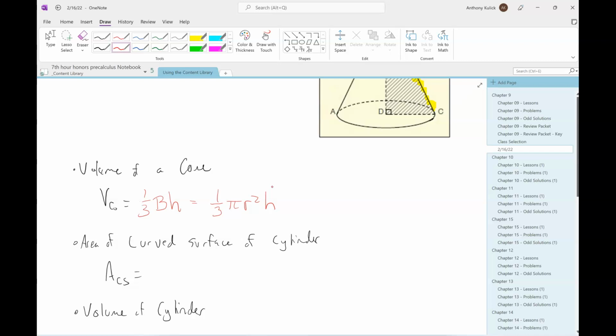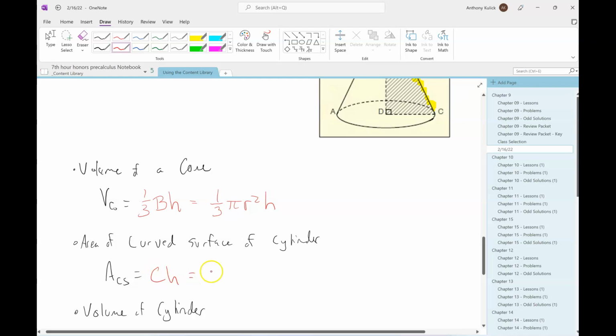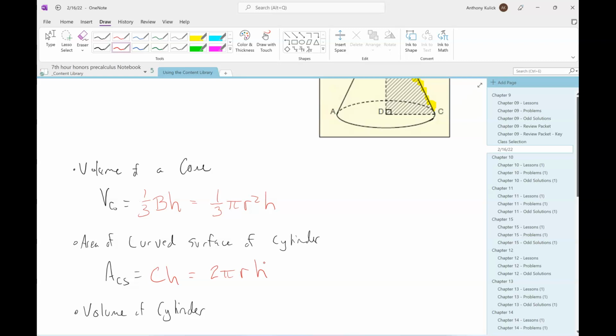So the area of the curved surface of a cylinder. Again, a cylinder has a flat circle on top and bottom, but the whole side, the place where you'd hold onto your can or whatever, that's the curved surface. This one's a little bit easier. Does anybody remember this one? Yeah, so it's the circumference of the base times the height. And since the base is a circle, 2 pi r h. That's good.